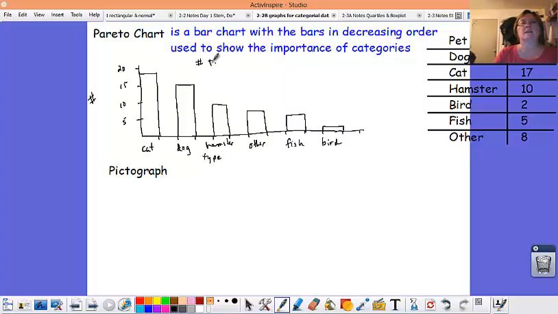Here's my completed Pareto chart, and this is also about the number of pets that people own. But all the Pareto chart does is say, let's put the bars in decreasing order. Again, that shows which are the most influential categories, and you can quickly see how they measure up to each other.